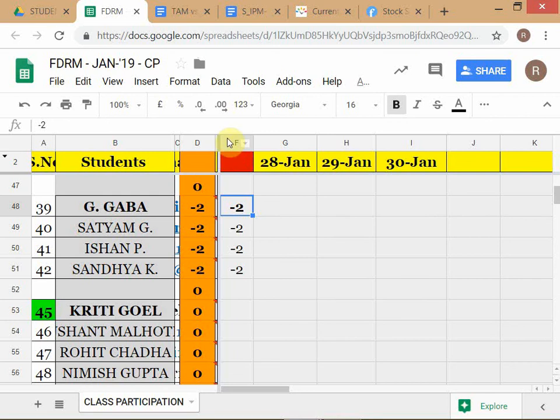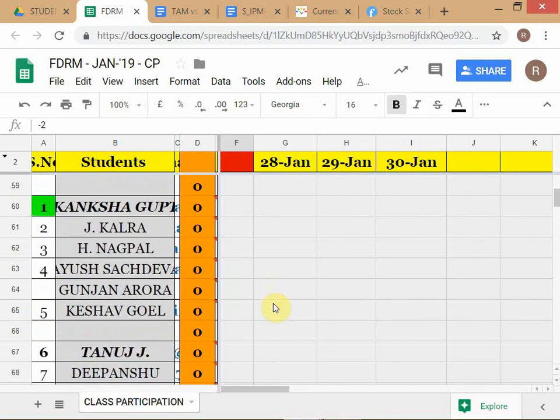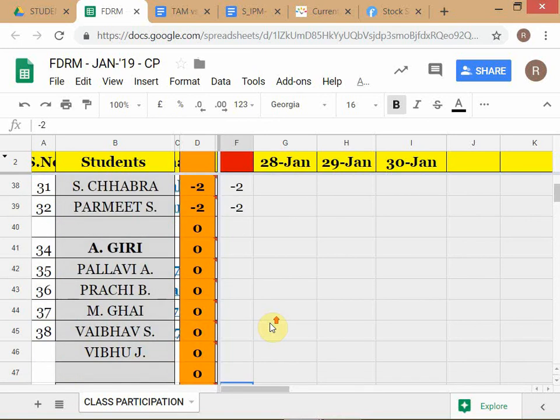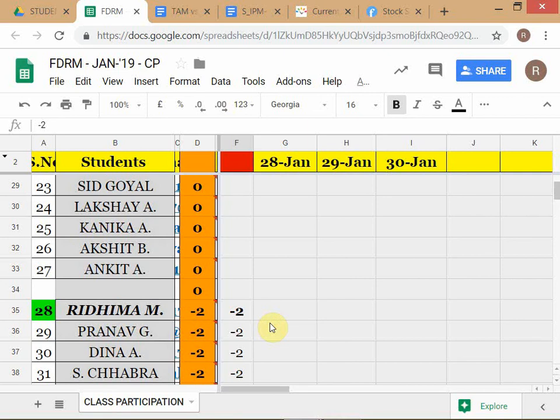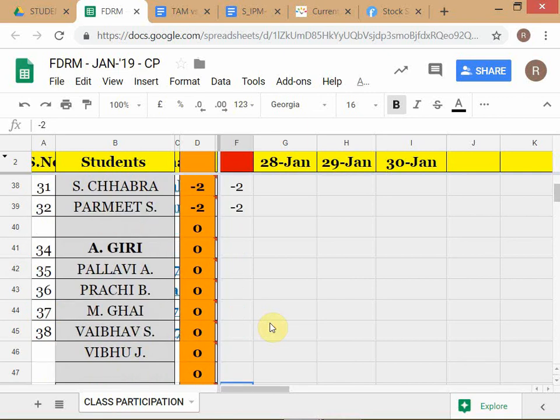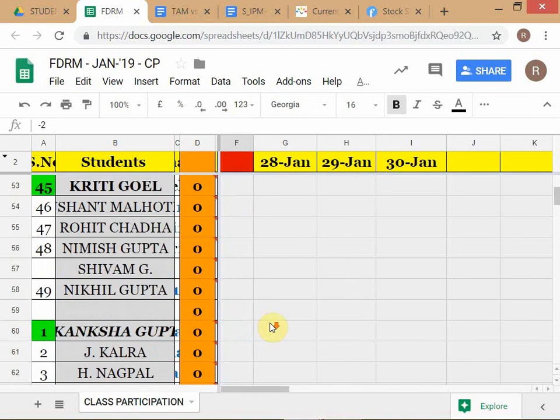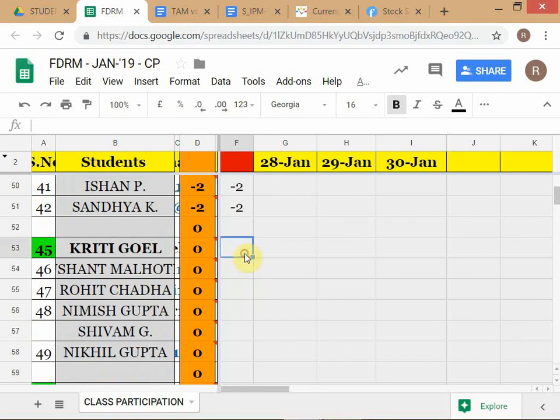So Nikhil also should lose -2 because it's in the middle. It is still part of the class, it has not been dismissed. Where is Nikhil? Kriti. This is just to make sure that people don't talk until the class is dismissed.